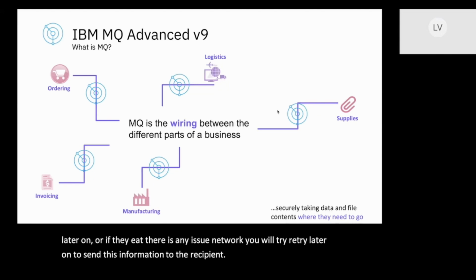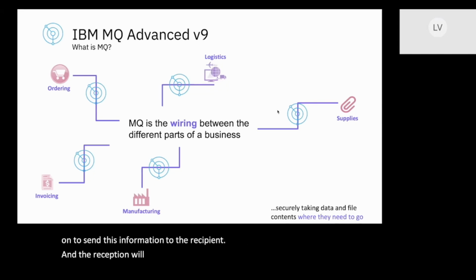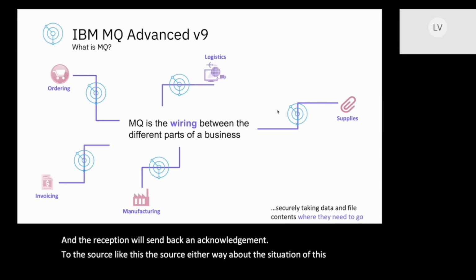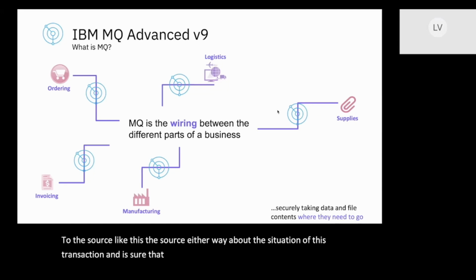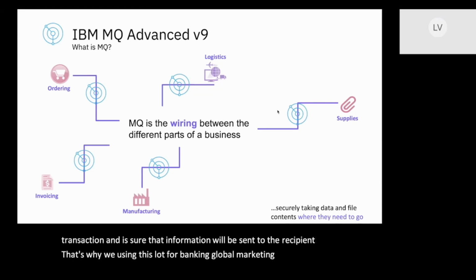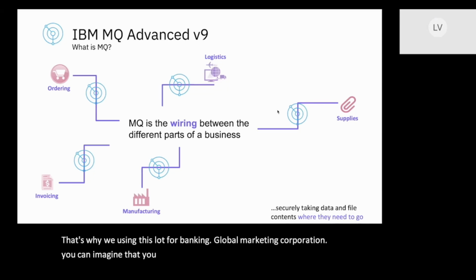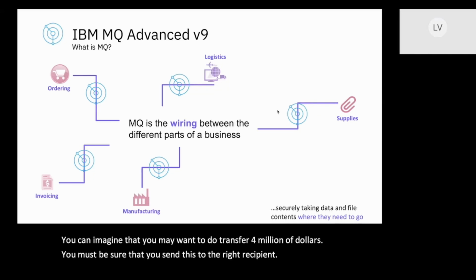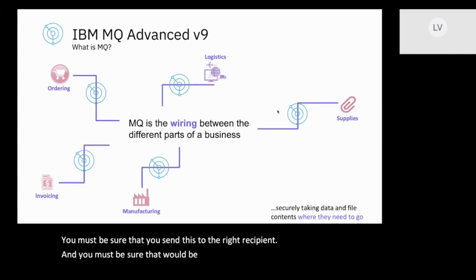And the recipient will send back an acknowledgement to the source. Like this, the source is aware of the situation of this transaction and is sure that the information will be sent to the recipient. That's why we use this a lot in banking, in global banking corporations. You can imagine that you want to do a transfer of millions of dollars. You must be sure that you send this to the right recipient, and you must be sure that it will be received correctly without any modification.